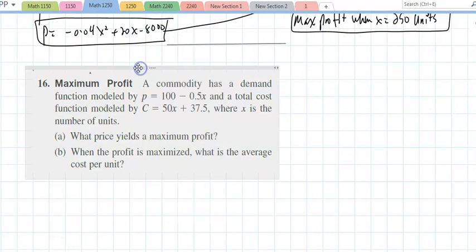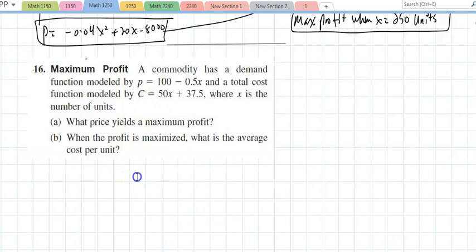So, maximizing profit. A commodity has a demand function of, and a total cost, where x is the number of units. What price will yield the maximum profit? So the profit function is the revenue minus the cost. That is x times p minus c.